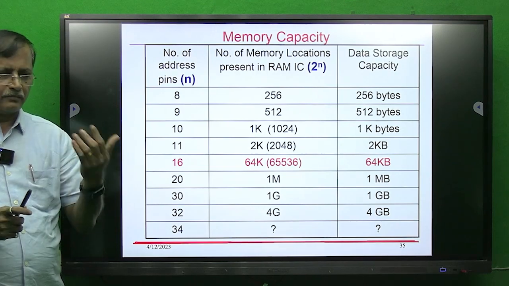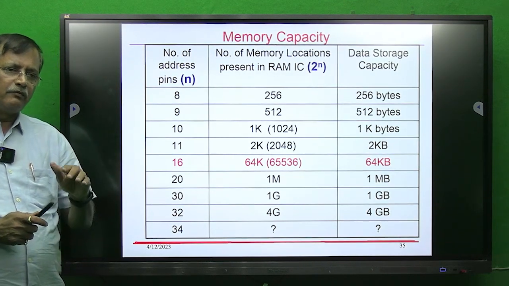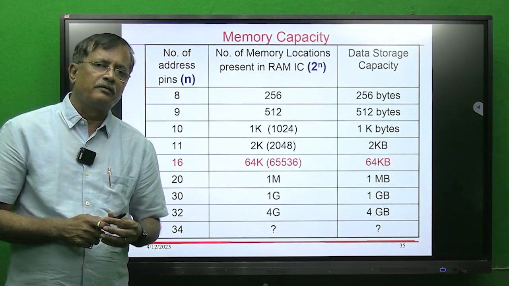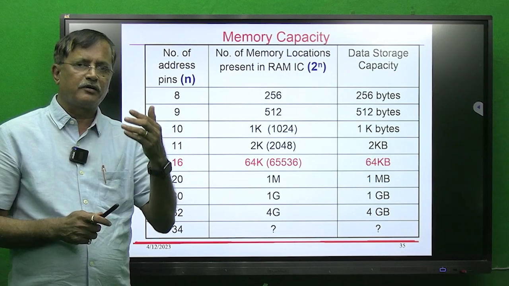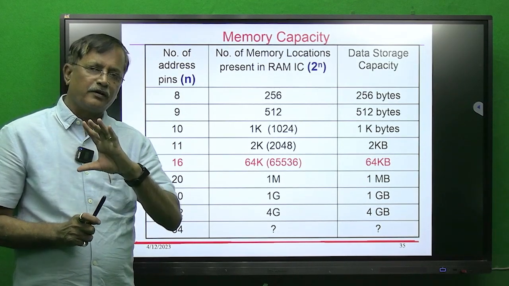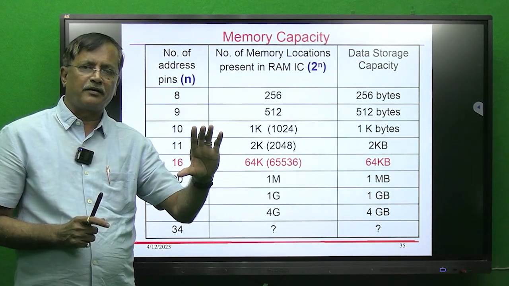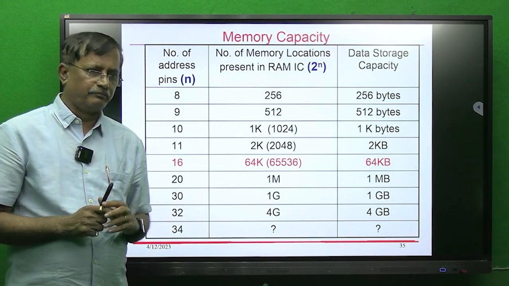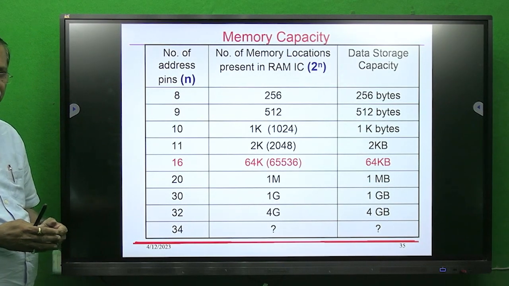But as advanced processors have evolved, we have gone to the 16-bit processor, 32-bit processor, then 64-bit processor. At that time they increased the number of address lines also. The processor can give a 32-bit address, it can give more than that also. So the capacity will naturally keep increasing.